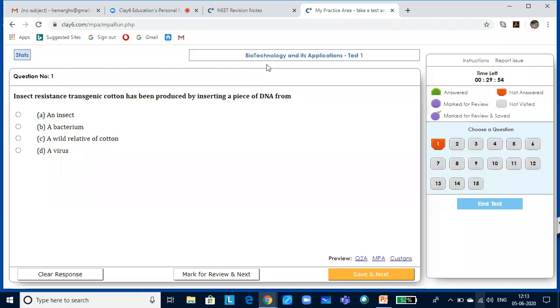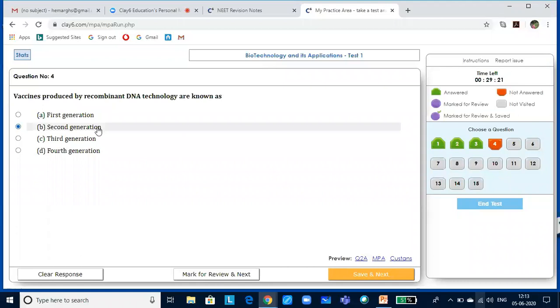Resistant transgenic cotton has been produced by inserting a piece of DNA from a bacterium, Agrobacterium tumefaciens. Now, in polymerase chain reaction, a synthetic sequence of nucleotides is involved in denaturing, heating, priming, and copying: all of the above. Which of the following can be controlled by using biopesticides? All of them can be controlled by using biopesticides. Vaccines produced by recombinant DNA technology are known as second generation vaccines. Which of the following is used as a microbial insecticide? Bacillus thuringiensis.